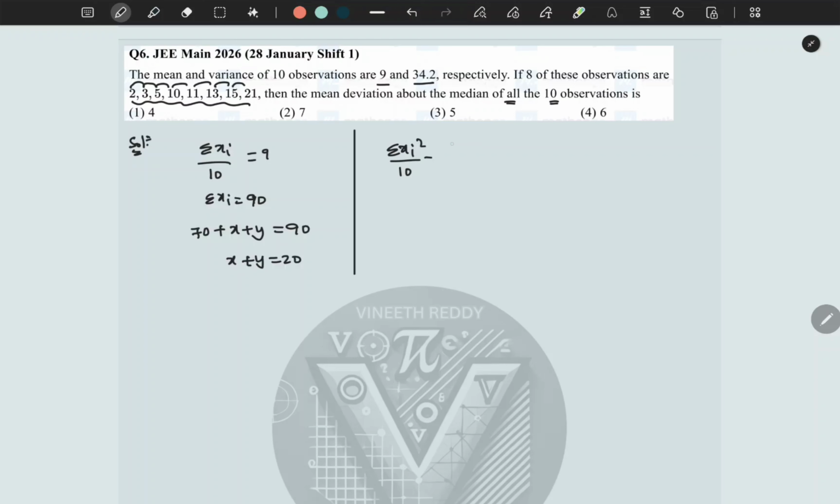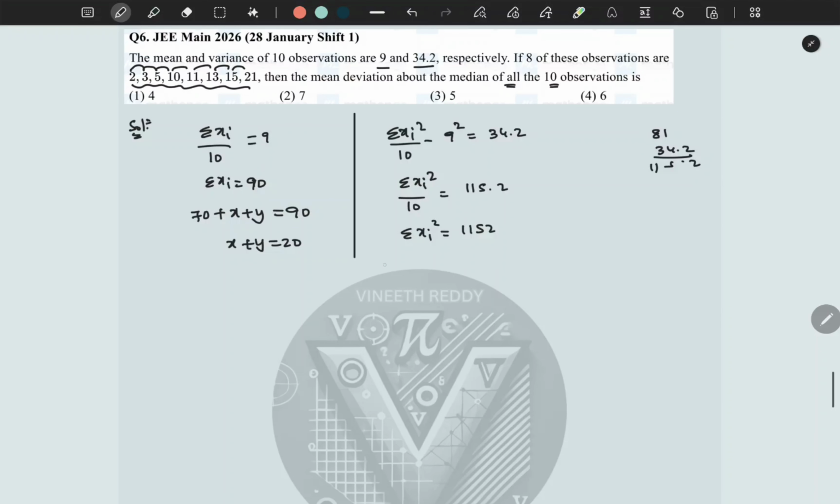Again, sigma xi square, variance is 34.2. So sigma xi square by 10 minus mean, mean is 9, 9 square will be equal to 34.2. So sigma xi square divided by 10 will be 81 plus 34.2. What will that be, dear students? It will be 115.2. So sigma xi square will be 1152, right? And what will xi square be? That will be 4 plus 9 plus 25 plus 100 plus 121 plus 169 plus 225 plus 441 plus x square plus y square will be equal to 1152.